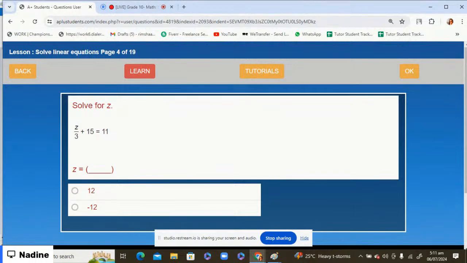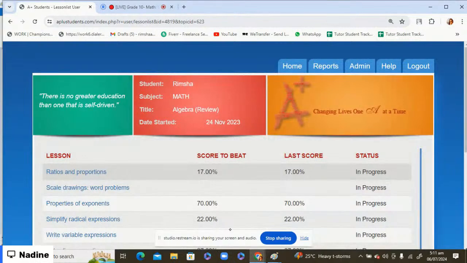So look at here, you can solve the rest of the questions by yourself now. Hope you guys understand this lesson as well. Solve the rest of the test questions by yourself.